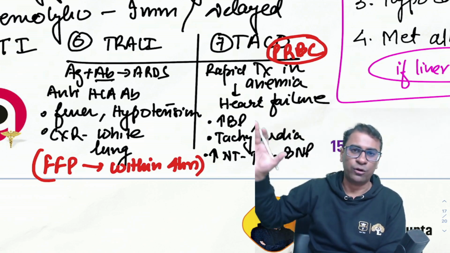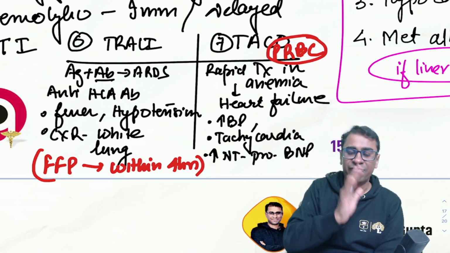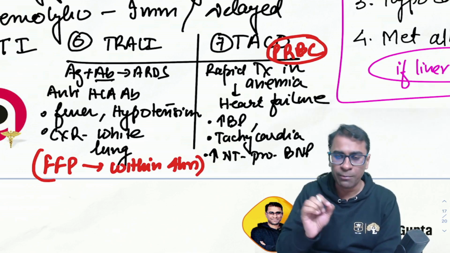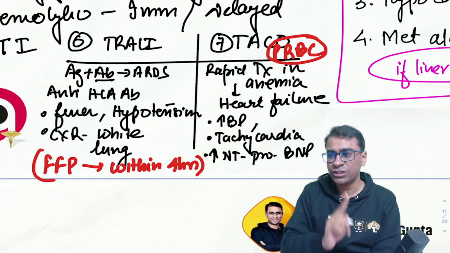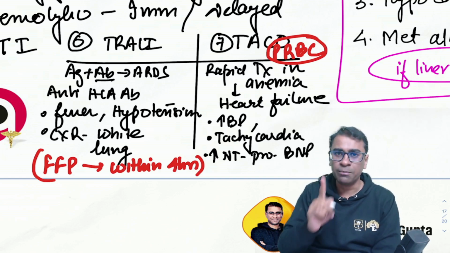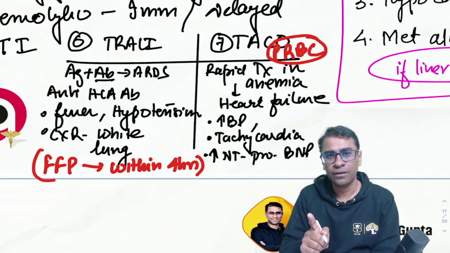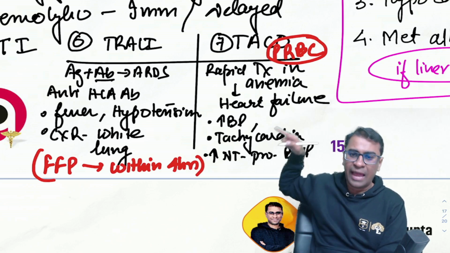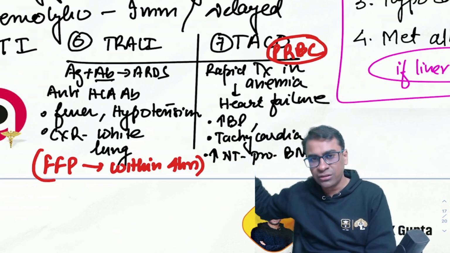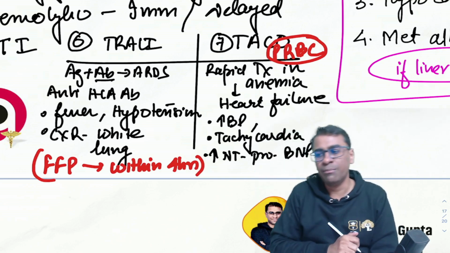That's called TACO. The TACO and TRALI differentiation is very frequently asked, and do remember from the history also: if the history is of PRBC, do not mark TRALI, mark TACO. The patient may have tachycardia and high blood pressure. If a patient has hypotension and has been given FFP, then only mark TRALI.